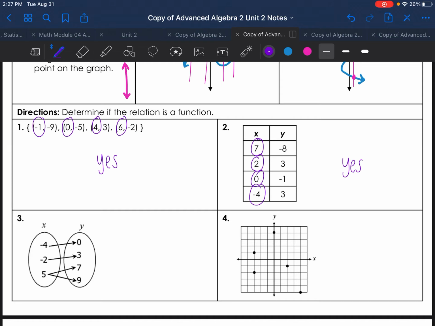Number 3, you might have been confused on this one because you probably haven't seen a mapping before. So this just means I have the point -4, 0. You just follow the arrows to find the y value. If we get down here, we have the point 5, 7 and the point 5, 9. So this one would actually be no, because the x value was repeated.